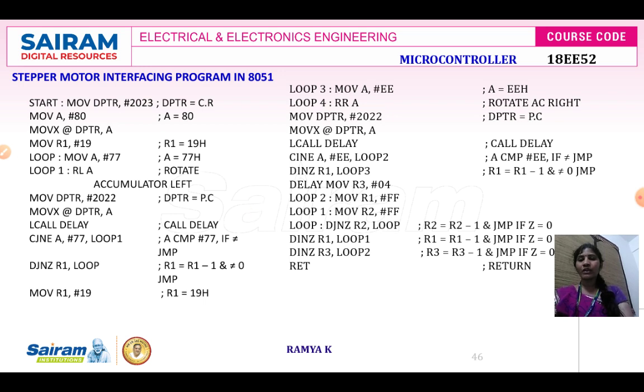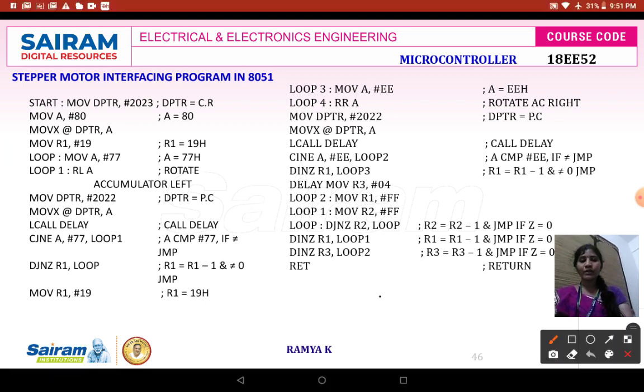If you are giving rotate accumulator right, your stepper motor will run in clockwise direction. If you give rotate accumulator content left, your stepper motor will rotate in anti-clockwise direction with the step angle defined by R1 and accumulator content 77.